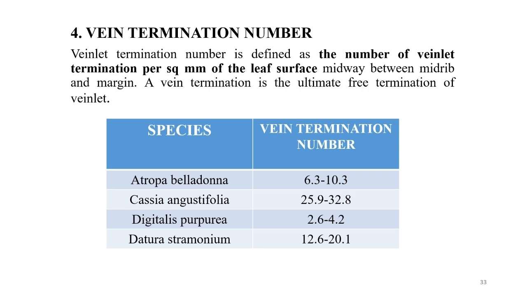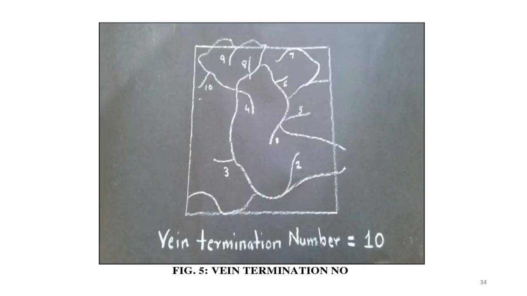So next is vein termination number, the number of vein islet terminations per square millimeter of the leaf surface. There are different types of plants and their vein termination numbers. So this is how the vein termination number occurs.